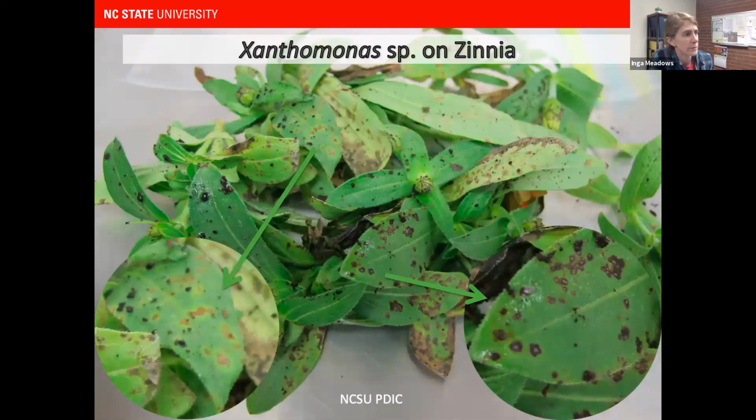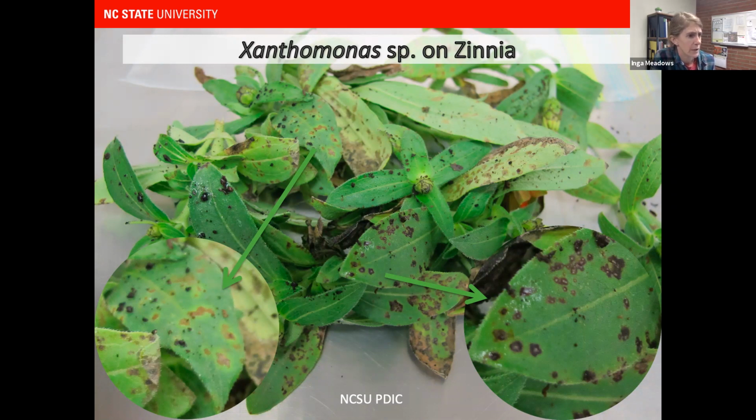So I'll show you some examples. Here is Xanthomonas on zinnia. You'll see on the bottom left, the circular picture there, you see the yellow halo or light greenish halo around those spots. And on the bottom right, you see sort of a close-up of some water soaking.